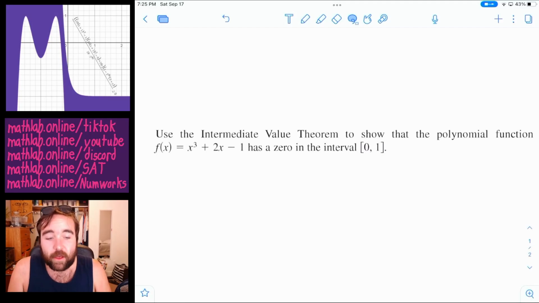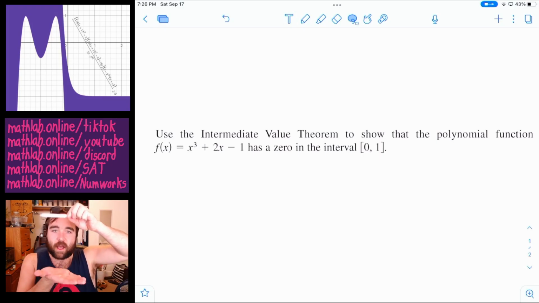So the intermediate value theorem. What does the intermediate value theorem tell you? Well, it's very basic actually. So here's what it tells you. So imagine I have this pencil. It's about 12 inches above my hand.